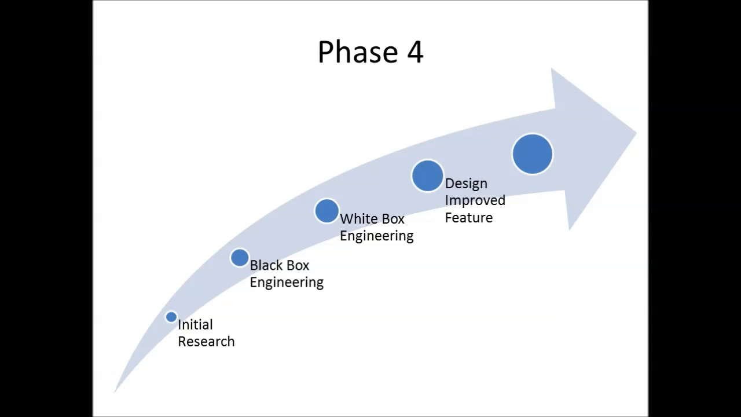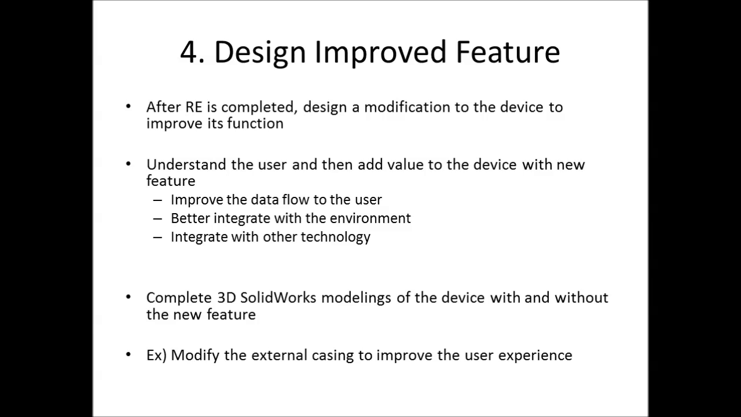Alright, so moving on to the fourth phase, which is when you design an improved feature. After the reverse engineering is completed, you want to design a modification to the device that improves its function and gives it more value. That's the part where you can be really creative, and that should be the most fun part of this whole project. You get through all that early stage stuff about the already existing device, and then you evolve that into something that's better than what was originally there. That's the fun part, hopefully.